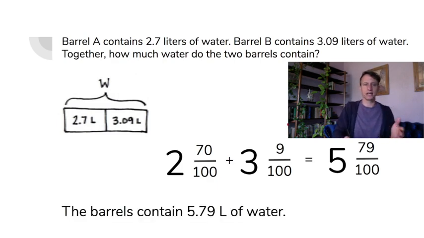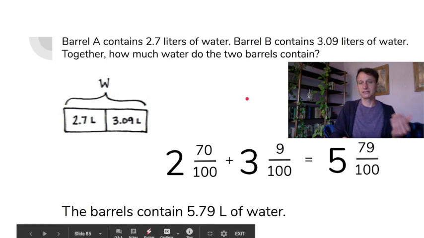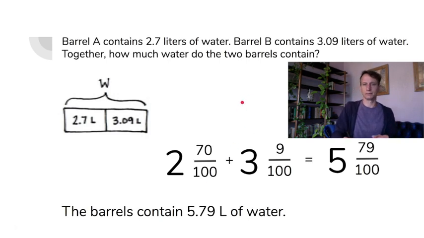5.79 is how we'd write it. The barrels contain 5 79/100 liters of water. Notice that liters is written with a capital L to distinguish it from a 1. All right, so that was the easier one. They get more difficult. Again, check your work.